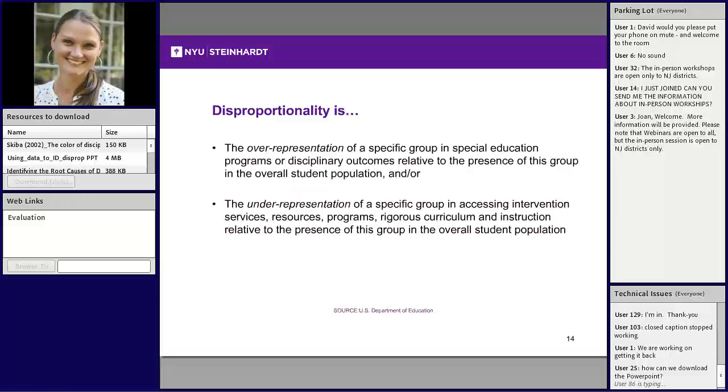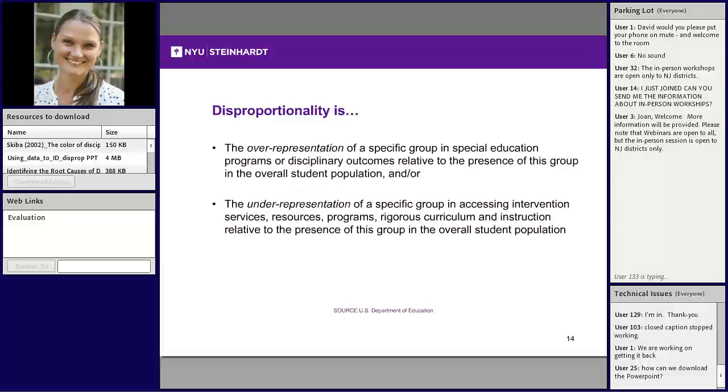So I'm going to go into how disproportionality is now defined in order to situate ourselves within this complex concept that affects all school districts across the United States. So disproportionality in the most simple terms is really an overrepresentation of a specific group in special education programs or disciplinary outcomes relative to other groups. And it also represents an underrepresentation of a specific group in accessing intervention services, and really the key is high quality intervention services or resources or programs or rigorous curriculum that allow students to fully succeed.